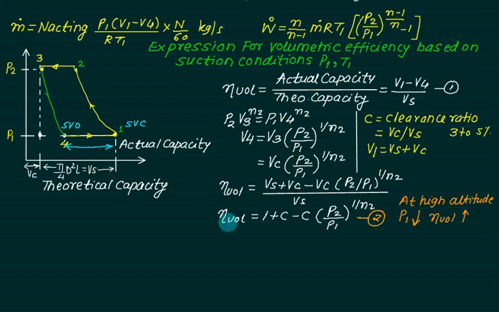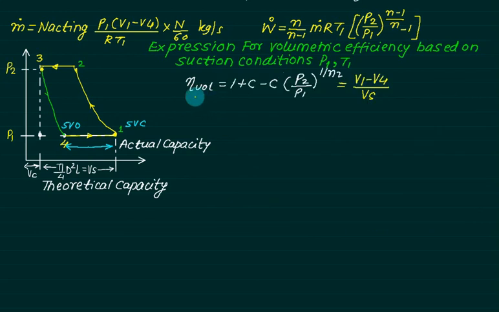I will collect all these formulas. So eta vol equals 1 plus C minus C (P2 by P1) to the power 1 by N2. By default N2 is the same as N1. N2 is the index of expansion and N1 is the index of compression, and this is the same as (V1 minus V4) upon Vs. From Vs we can calculate the dimensions of the cylinder.